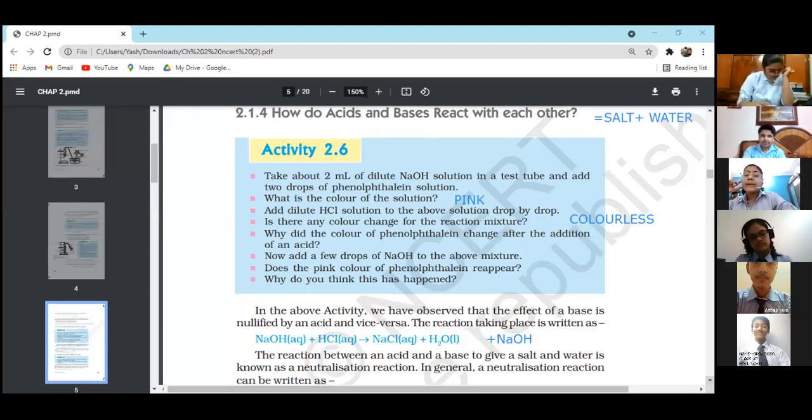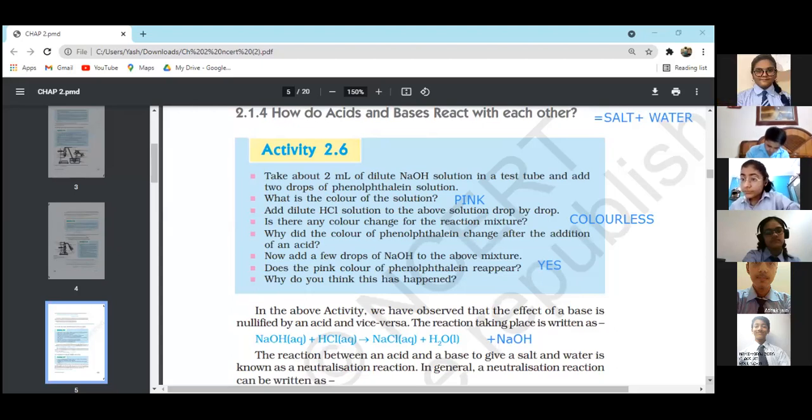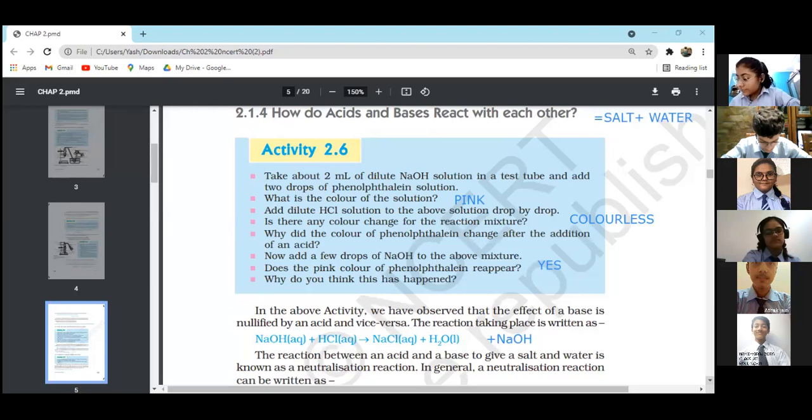Yes, ma'am. Phenolphthalein color changes to pink in color again. Okay, why do you think that this has happened? Ma'am, because the concentration of base was again increased in the solution.